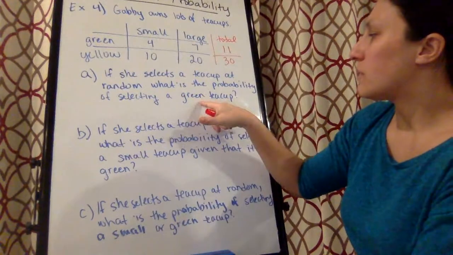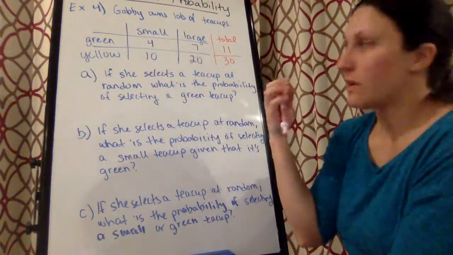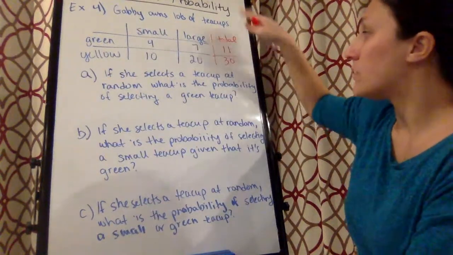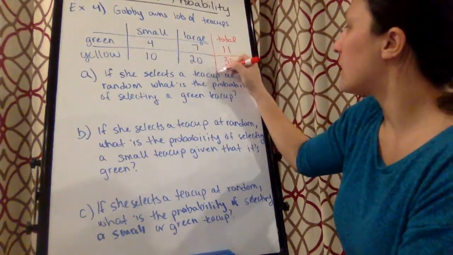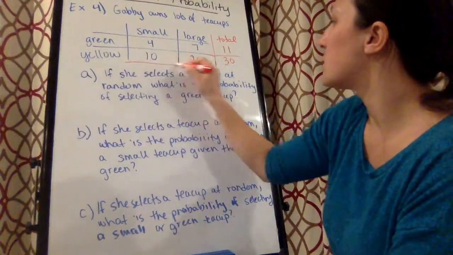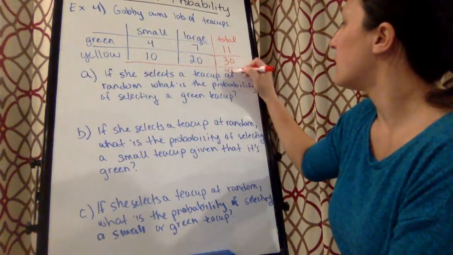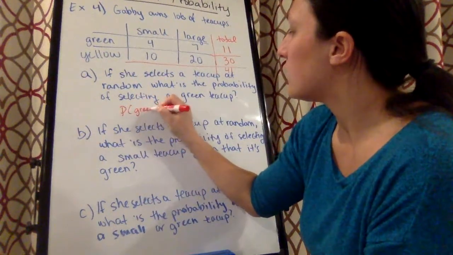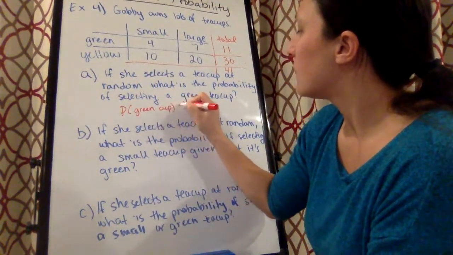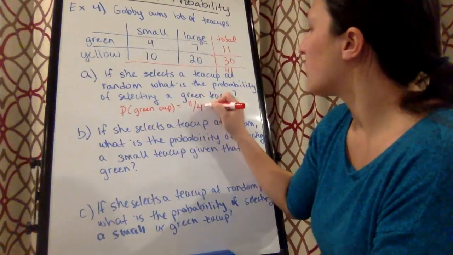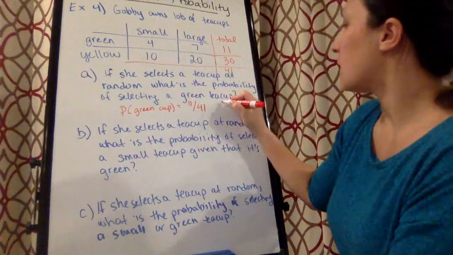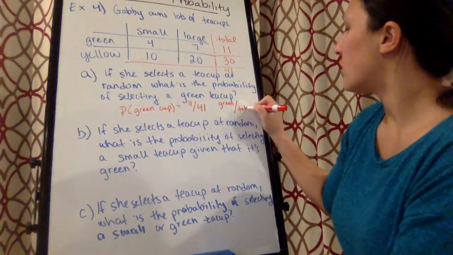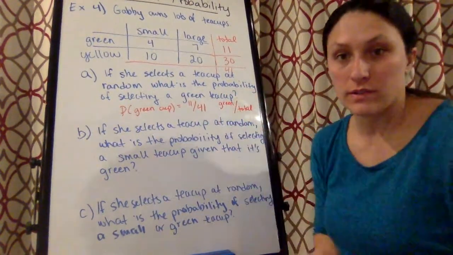So the probability of her picking a green teacup, if she just picks one at random, is 11, because there's 11 total green, out of the total of all the teacups, which looks like 41. So I'll put that right down here. Total of 41. So the probability of selecting a green teacup is 11 out of 41. And I'll just remind us how we did that. There's 11 green teacups out of the total number of all the teacups.